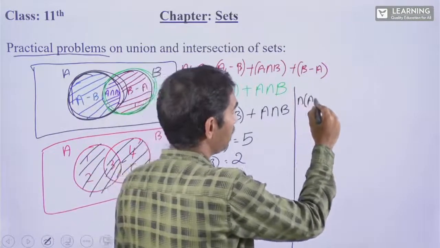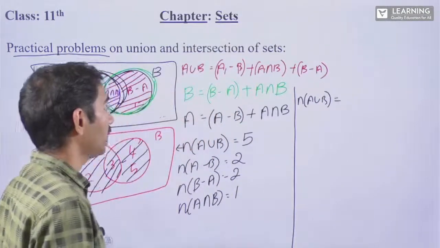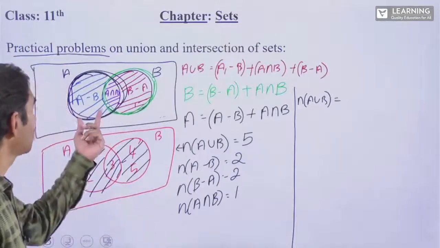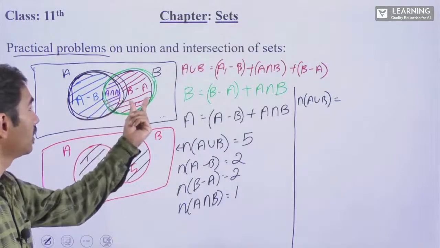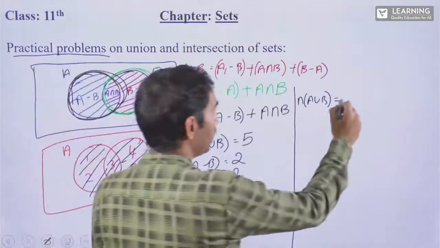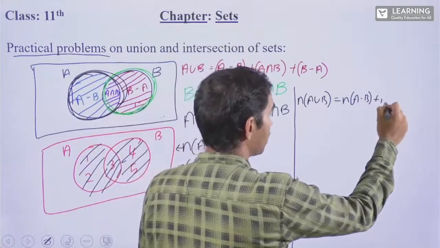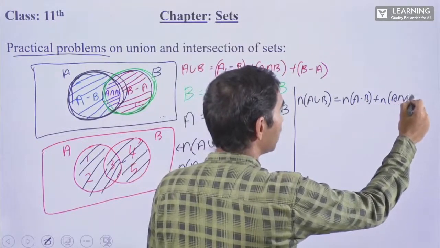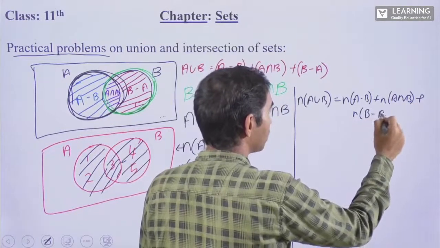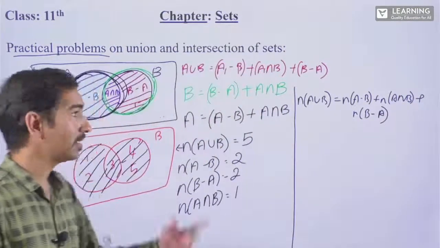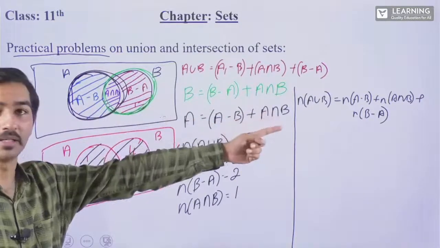N of A union B. Now students, see this. N of A union B can be written as A minus B, A intersection B, B minus A. So that is nothing but n of A minus B plus n of A intersection B plus n of B minus A. Correct? See this? A minus B, A intersection B, B minus A. Same thing I have written there.